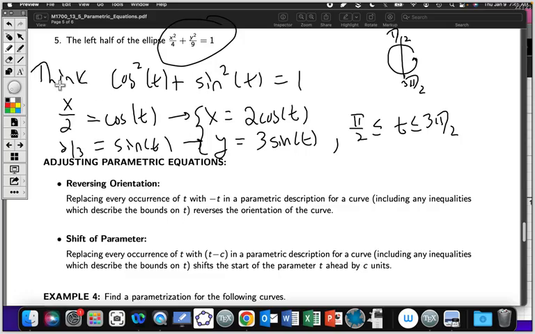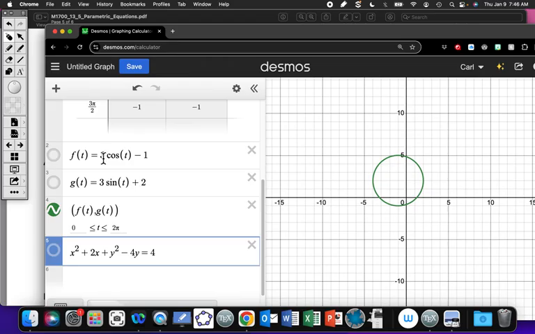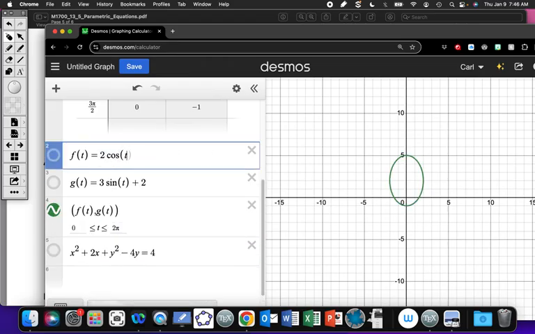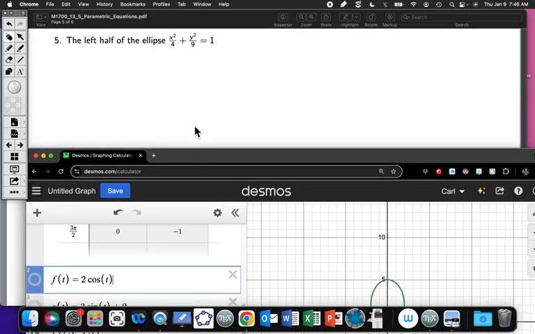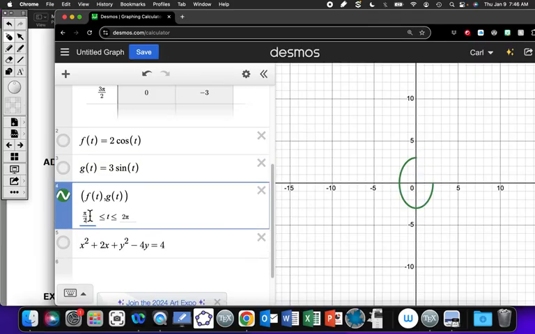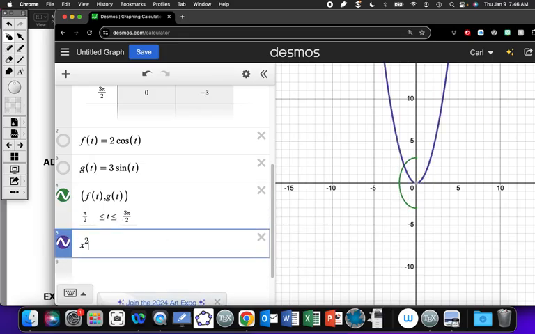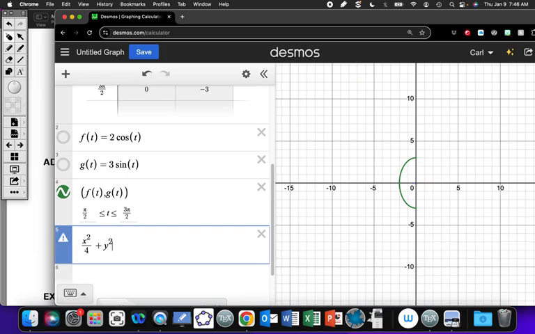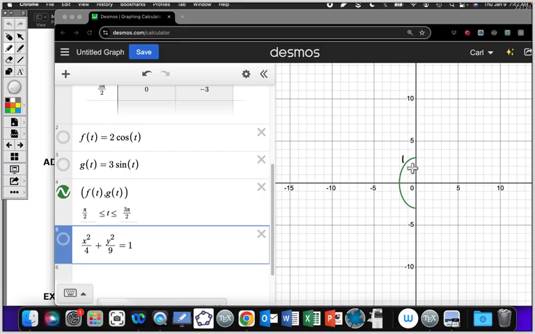All right. So let's check it out. Let's see if that works. So 2 cosine t, 3 sine t. And I just want to go from pi over 2 to 3 pi over 2. There we go. And then we can check x squared over 4 plus y squared over 9 equals 1. And so there we got the left side of that ellipse. And once again, the orientation here is we're going counterclockwise. Okay, so that'd be a counterclockwise orientation.